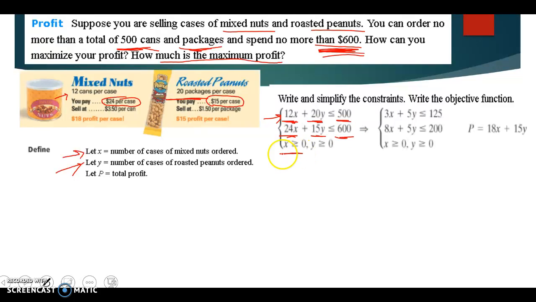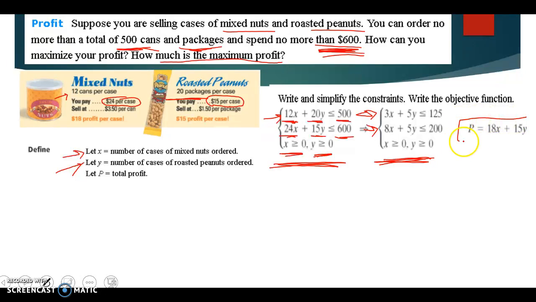Also, my feasible region: it's impossible to buy negative cases of mixed nuts. That has to be greater than or equal to 0. It's impossible to buy negative cases of roasted peanuts. That has to be greater than or equal to 0. So these are our constraints. Now, what they've done here is simplify things a little bit. You can divide the first equation by 4 and make the numbers a little easier to work with. You can divide the second equation by 3 and get 8, 5, and 200. The graph would be the same, the values would be the same. It's the same equation, just simpler numbers to work with.